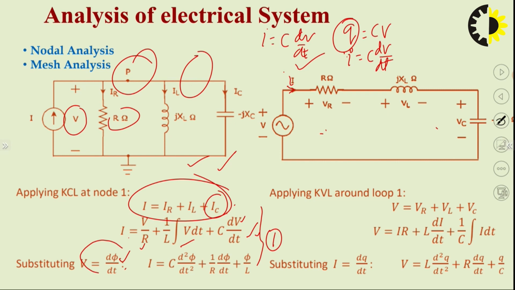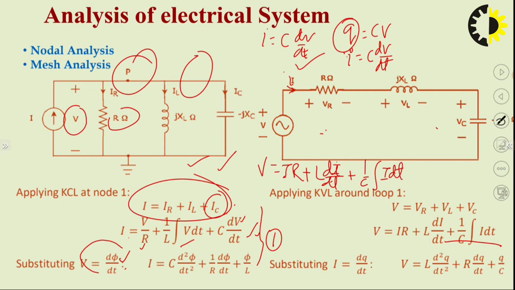V is equal to IR plus L di by dt plus 1 by C integration of I dt.